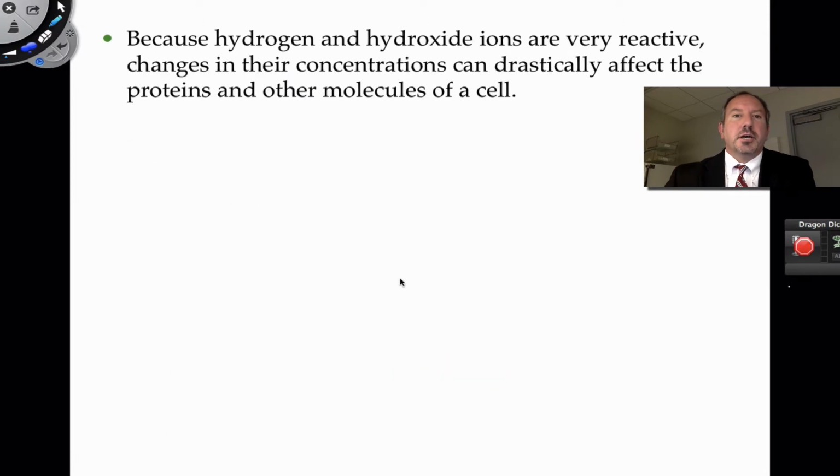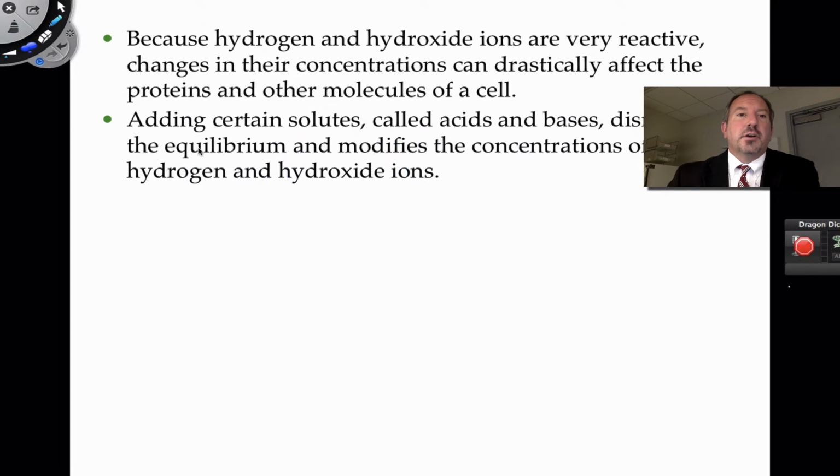Because hydrogen and hydroxide ions are very reactive, in other words, when these things form, they can be very reactive. And so if there's a lot of hydrogen ion or hydroxide ion, it could really affect the other biological molecules of the cell. Let me give you an example of that: just adding a solute to a glass of water. This is part of our discussion today.